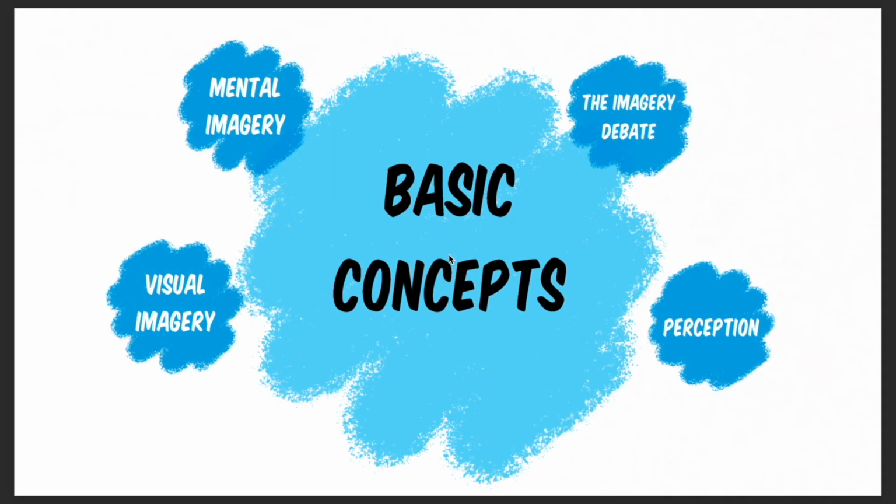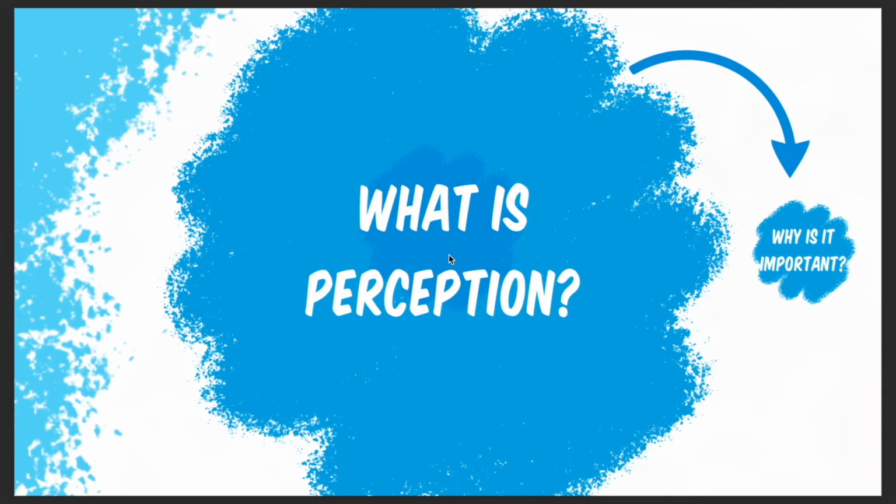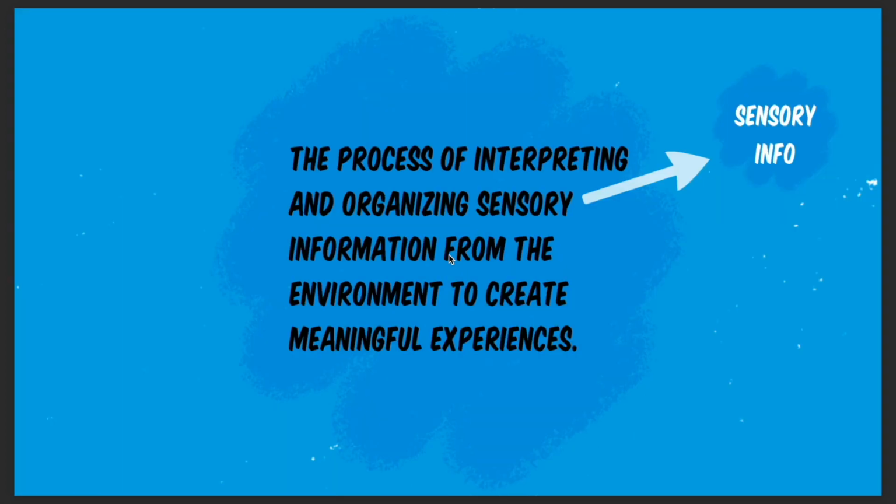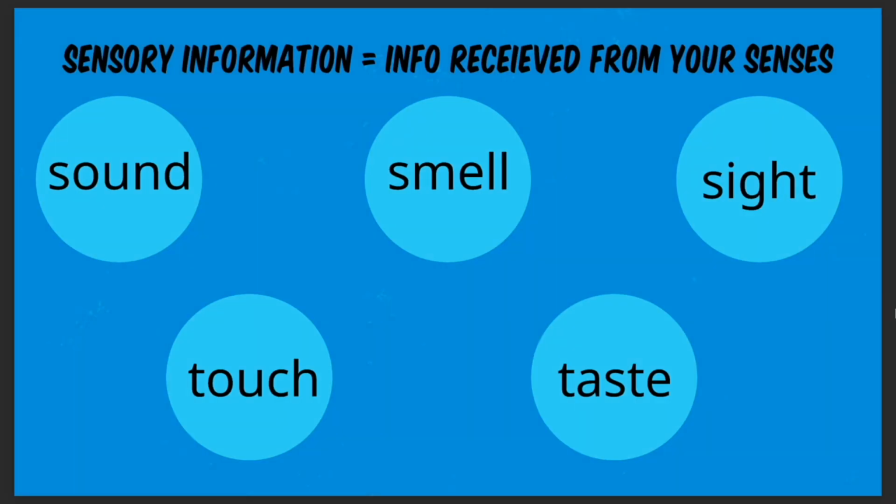Next, let's go to perception. What is perception? Perception is the process of interpreting and organizing sensory information from the environment to create meaningful experiences. Sensory information is information received from your senses. This includes sound, smell, sight, touch, and taste.